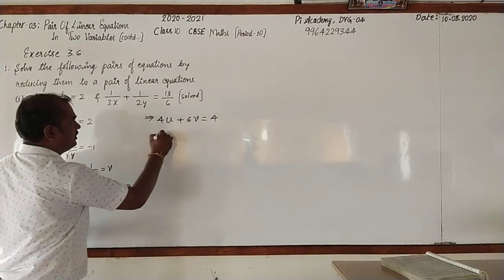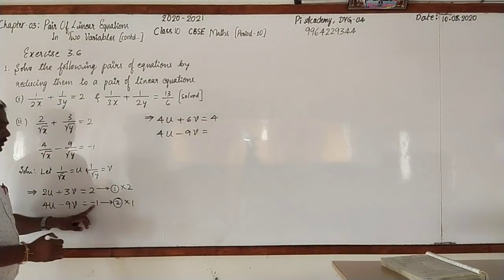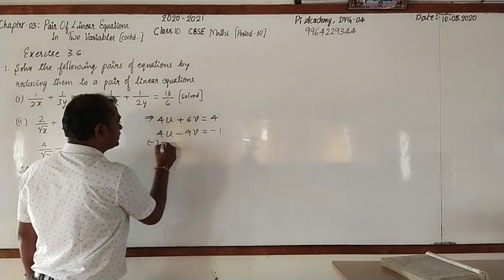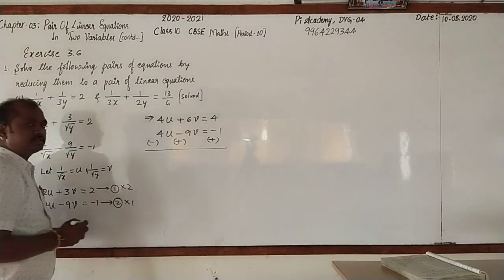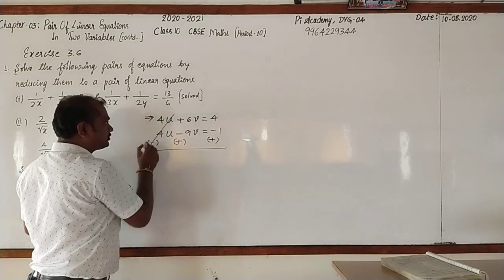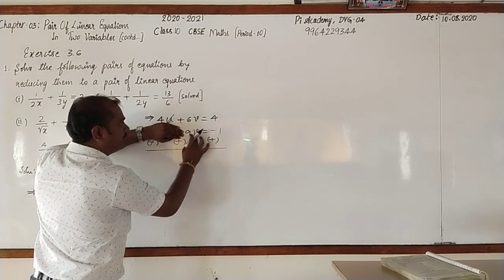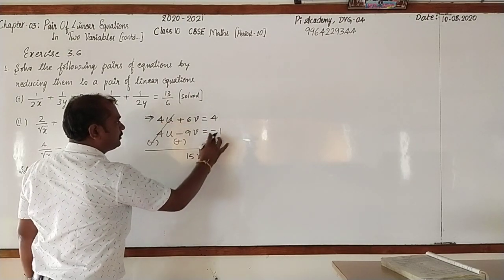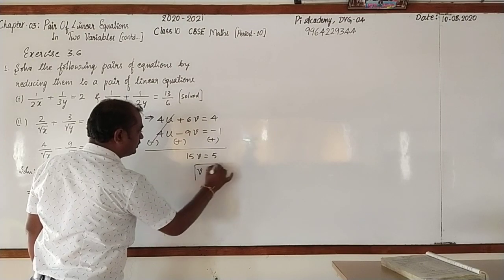As it is, it will be 4u minus 9v, which is equal to minus 1. Now please go for changing the sign, because the coefficient of u is equal but not in opposite sign. Hence, these two get cancelled. Next, 6v plus 9v is 15v. This is equal to 4 plus 1, which is 5. V is equal to 1 by 3.